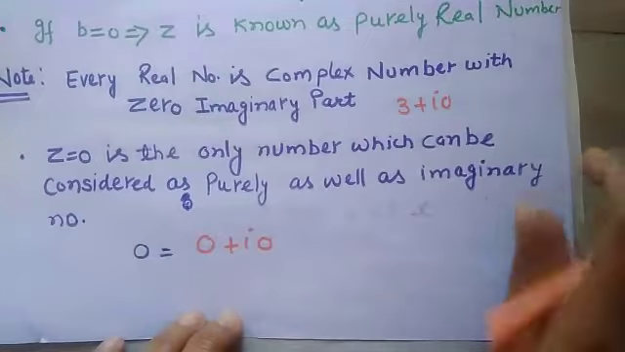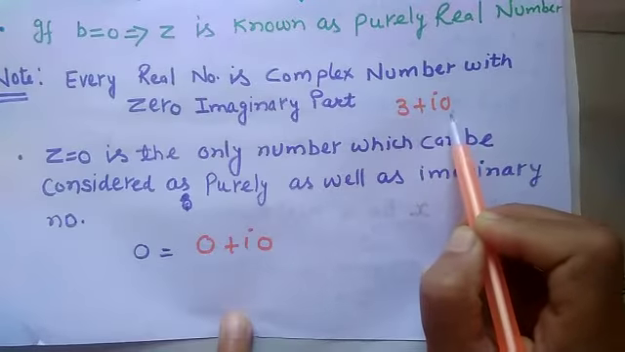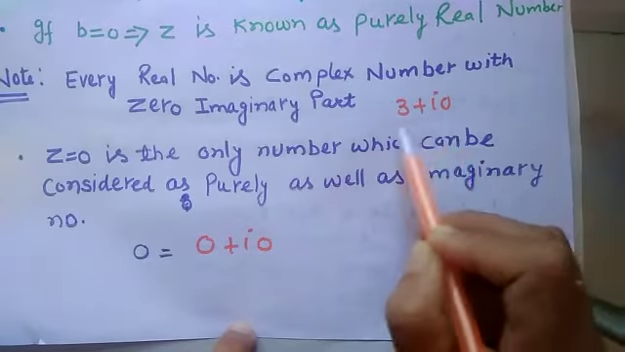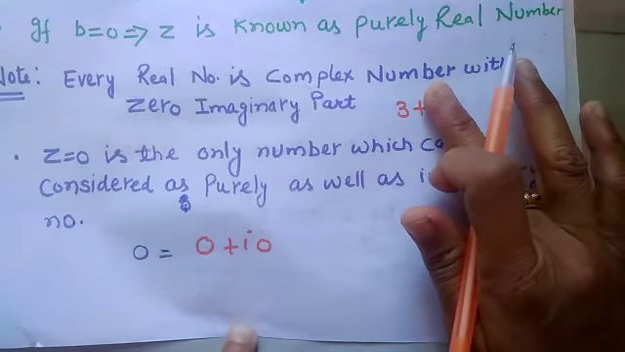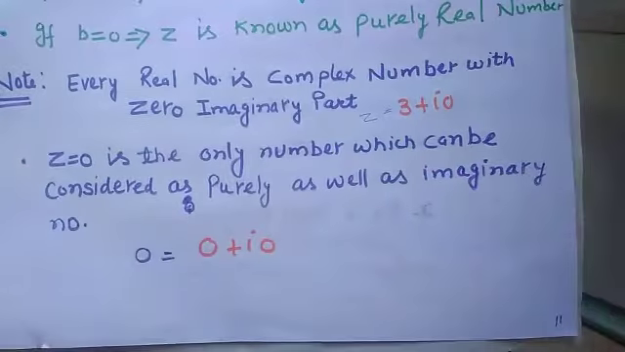I have taken an example here also. 3 plus iota 0, as 0 is the imaginary part, which is not there. So this thing will become 0. I'm getting the real part only, but I'm expressing it as a complex number.